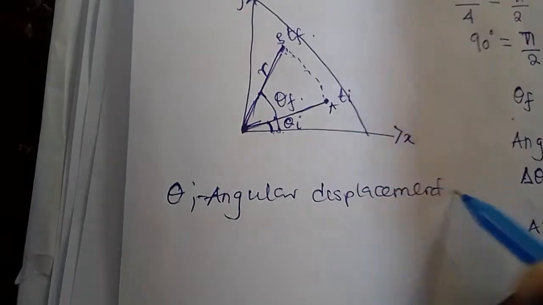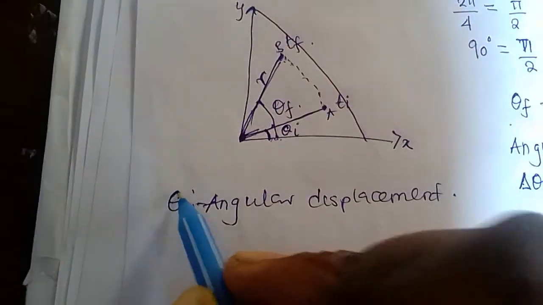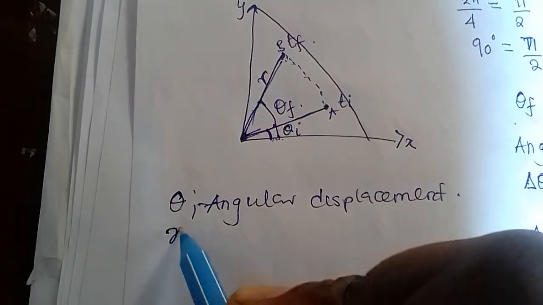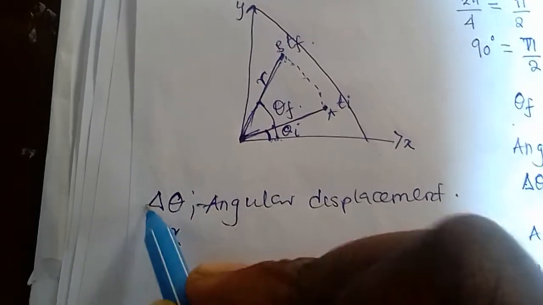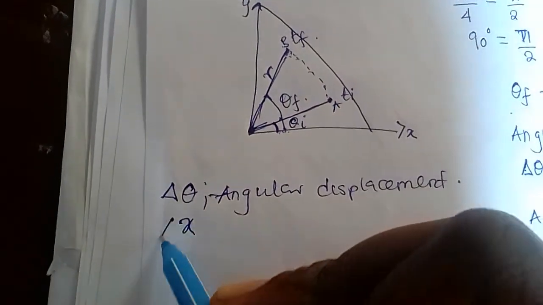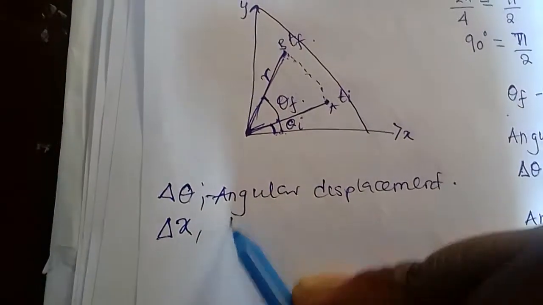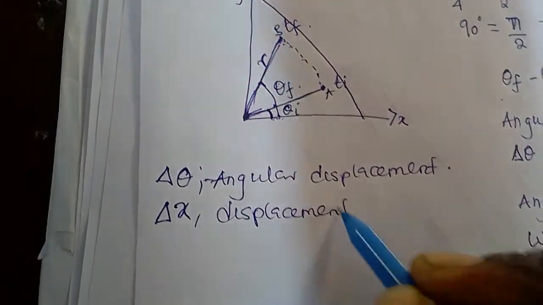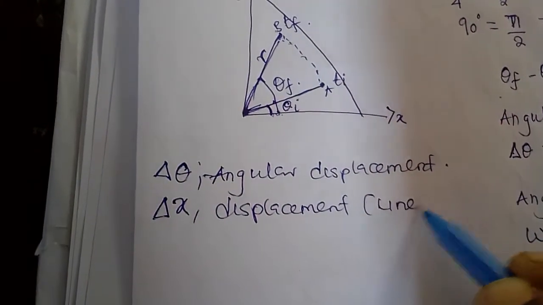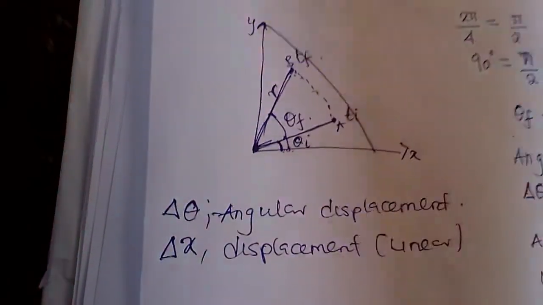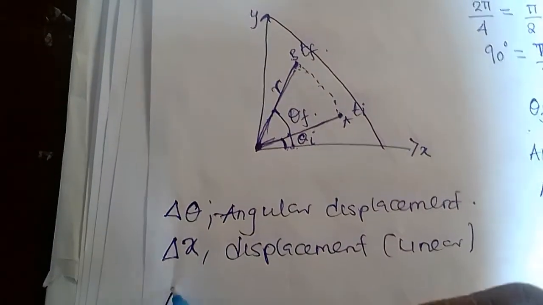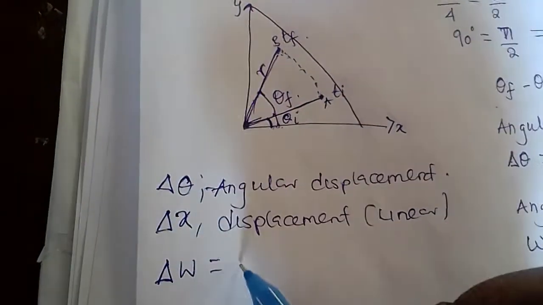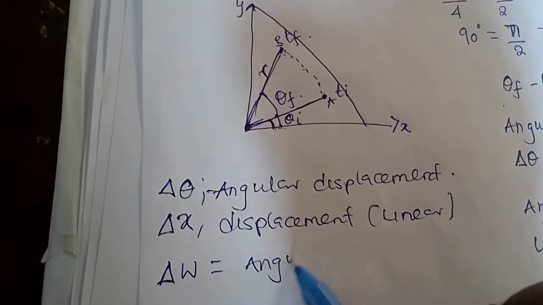If we go back to linear motion, this is just like talking about x or y. So this is change in x, change in theta. We're talking about change in x, which is simply displacement, which is of course linear. Then we've also talked about change in omega, which is the angular speed.